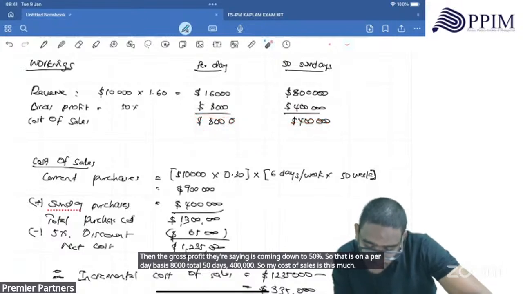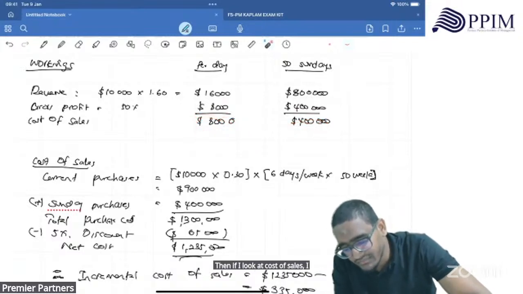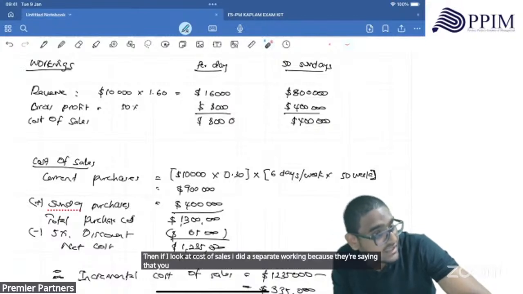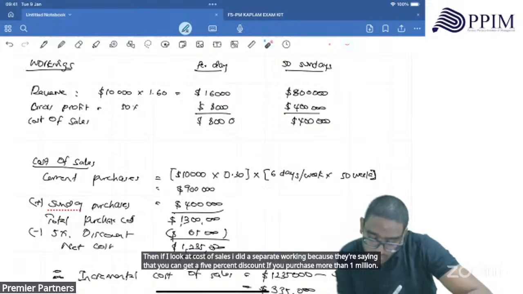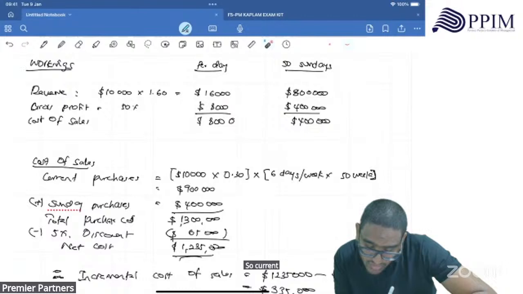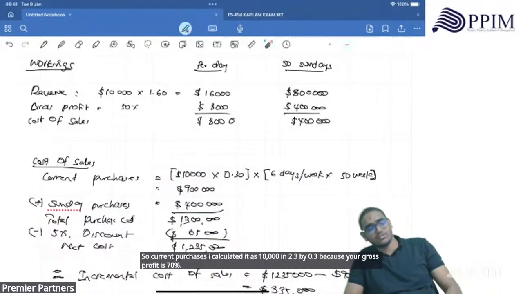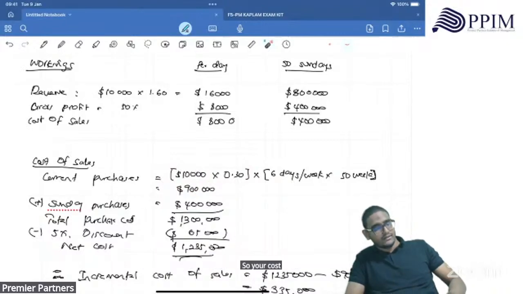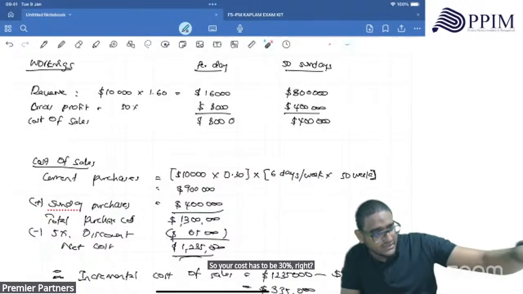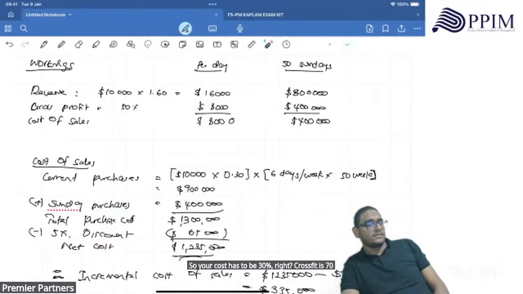Then if I look at cost of sales, I did a separate working because they're saying that you can get a 5% discount if you purchase more than 1 million. So current purchases, I calculated as 10,000 into 0.3. Why 0.3? Because your gross profit is 70%, so your cost has to be 30%.